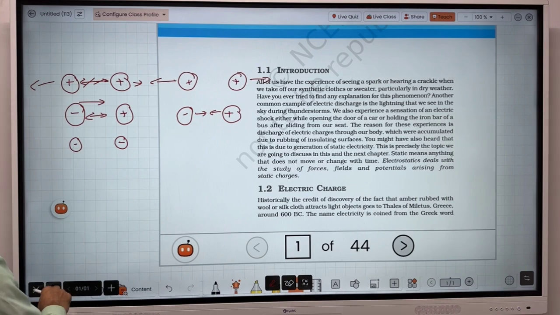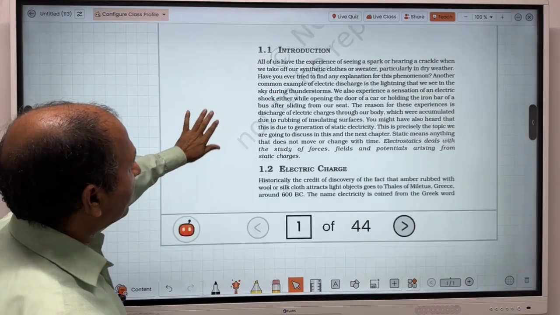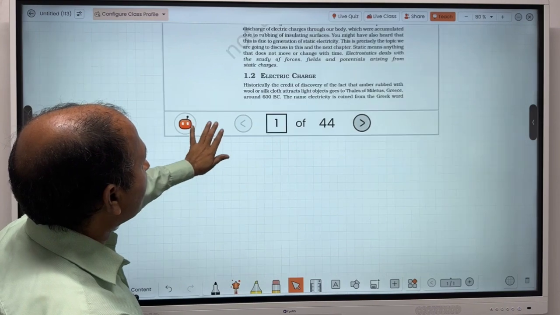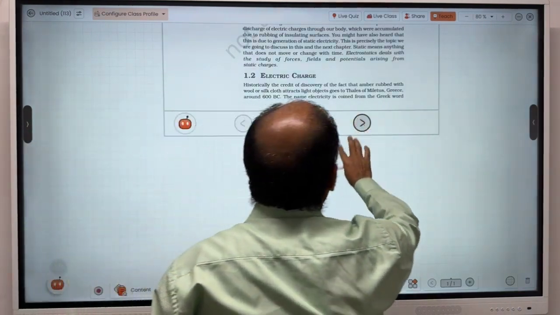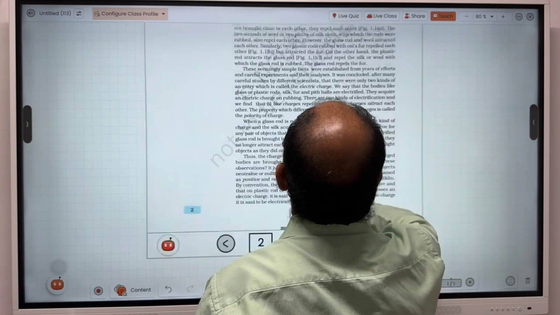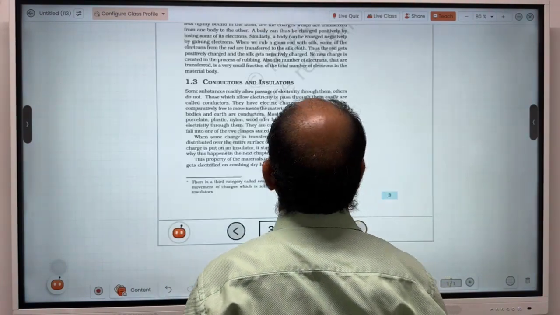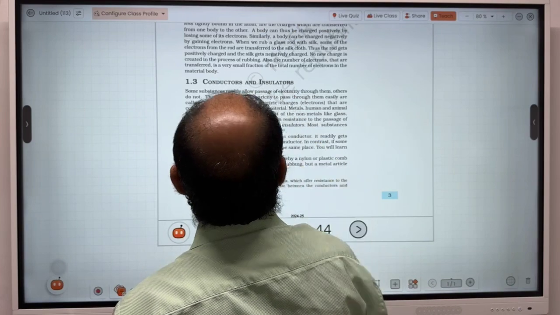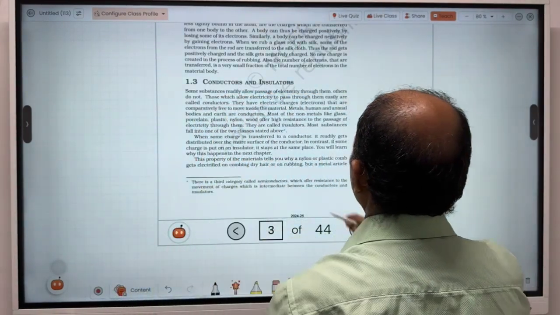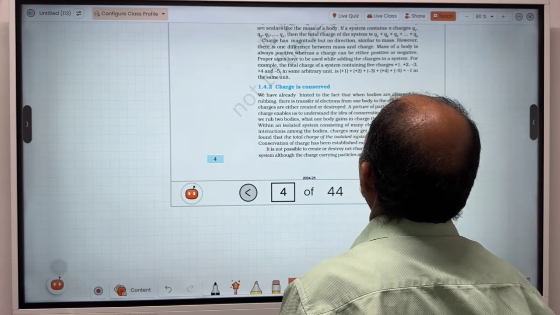Now here we are going to study the quantization of charge. You know conductors and insulators, they are very basic things, so I'm not going to explain.